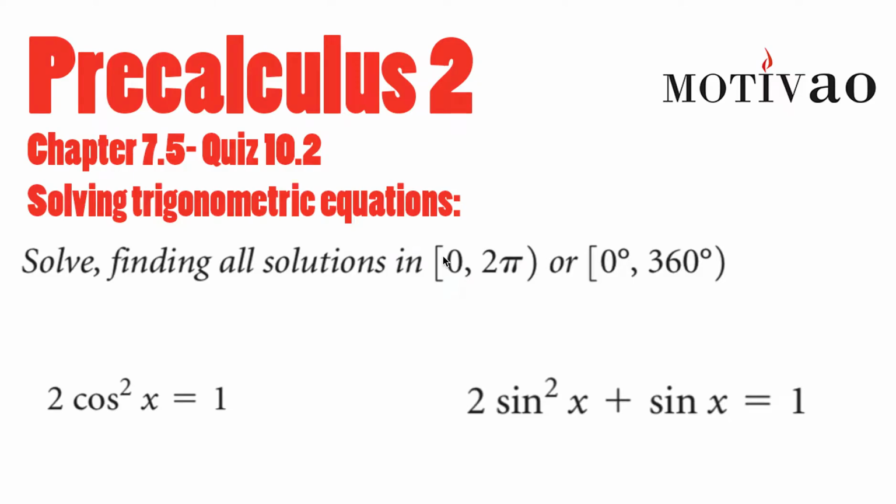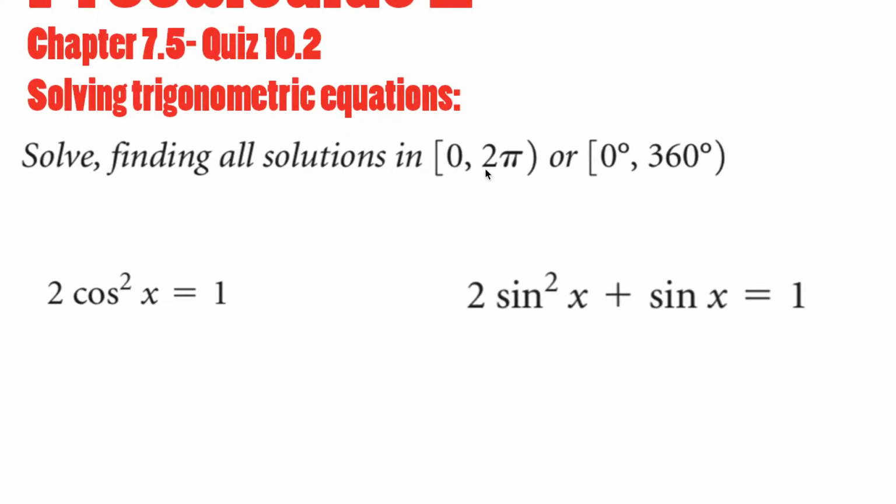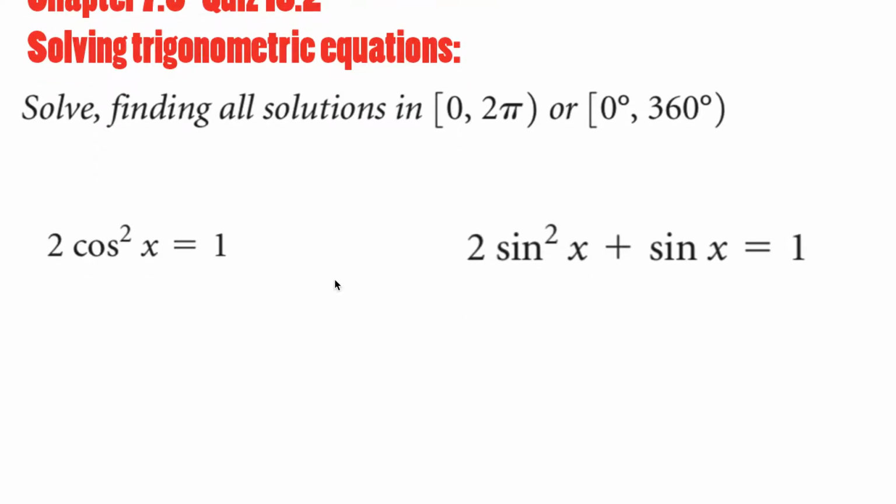In this video, we're going to solve trigonometric equations. Now, notice that for these particular examples, the domain is from 0 to 2 pi. So that means that we're only going to use the values on the unit circle. So let's start with this example.